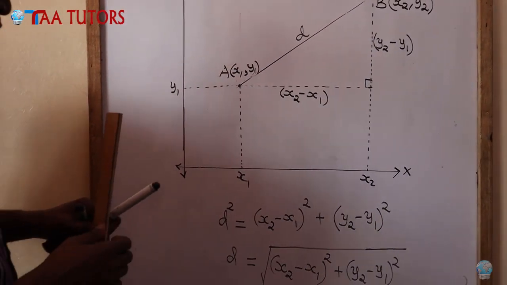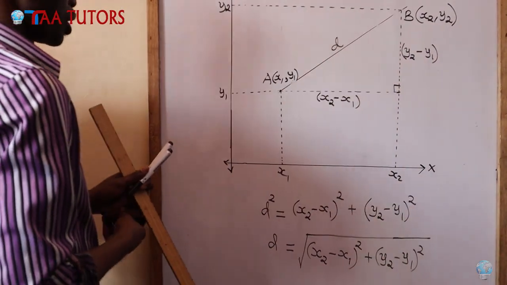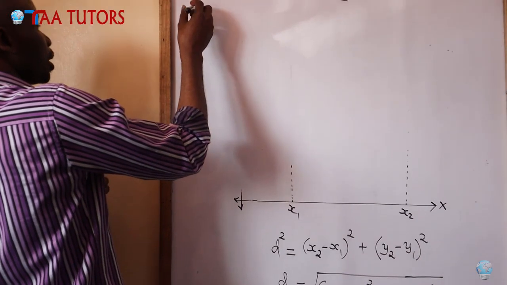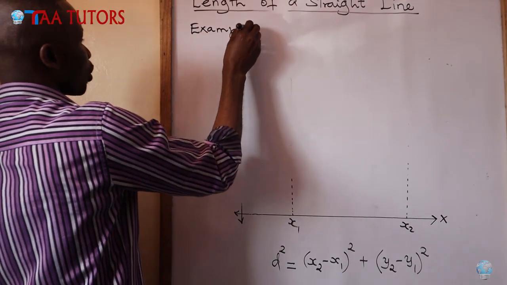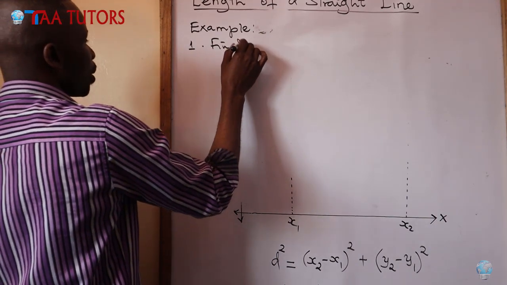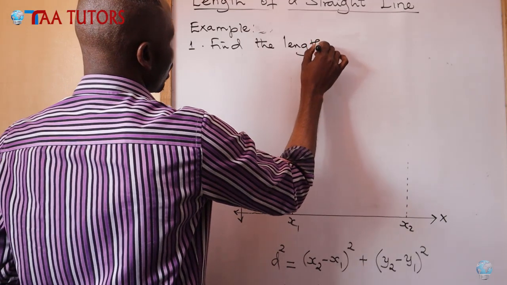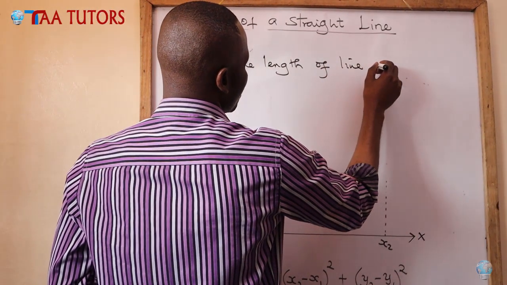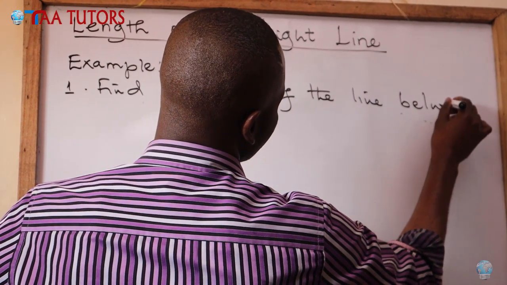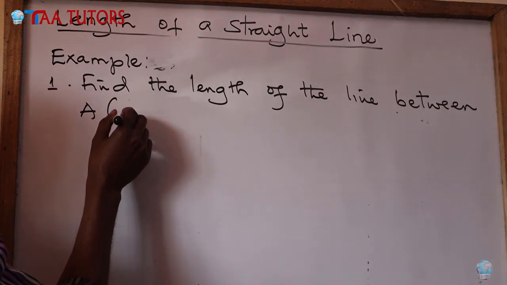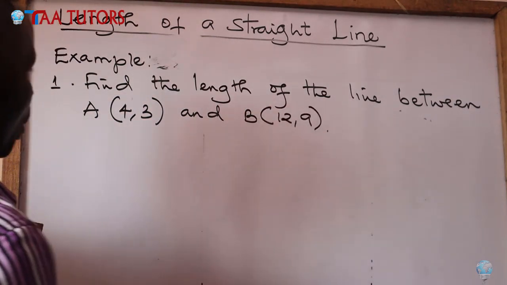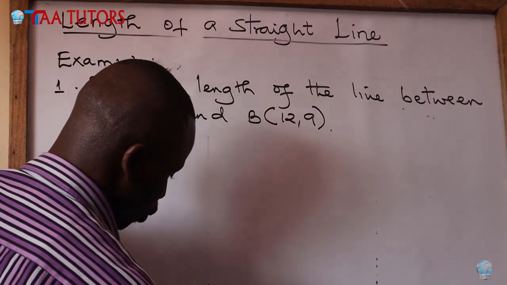Now that we have the formula for determining the length of a straight line, let us look at example 1. Find the length of the line between A (4, 3) and B (12, 9).